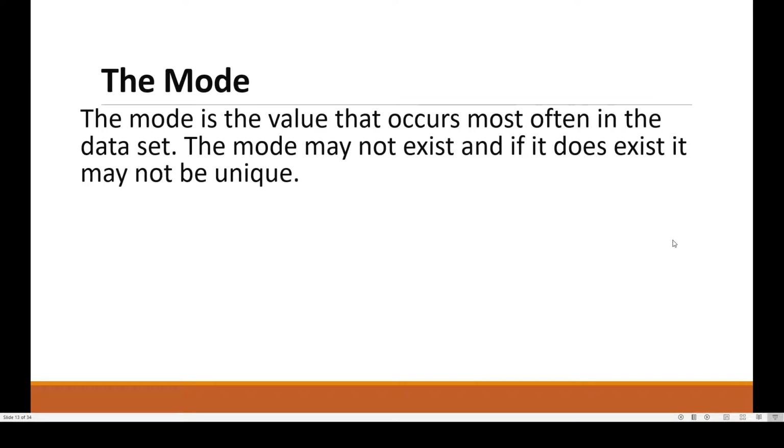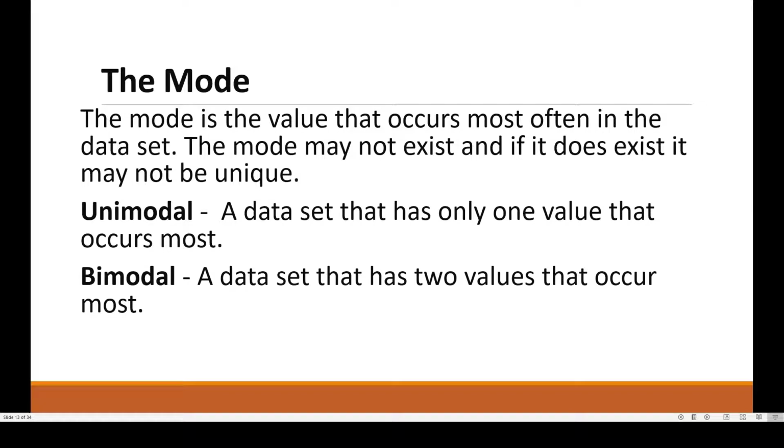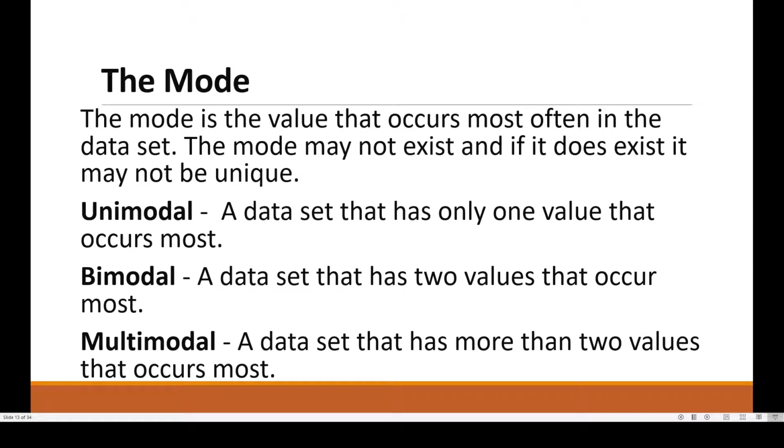Let's proceed with the mode. The mode is the value that occurs most often in the data set. The mode may not exist, and if it exists, it may not be unique. A data set that has only one value that occurs most is unimodal. Bimodal is a data set that has two values that occur most. Multimodal is a data set that has more than two values that occur most.